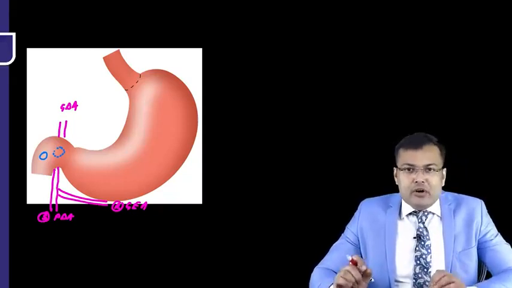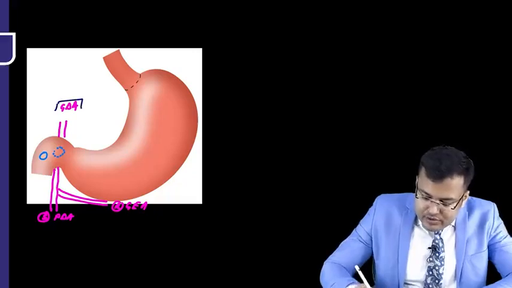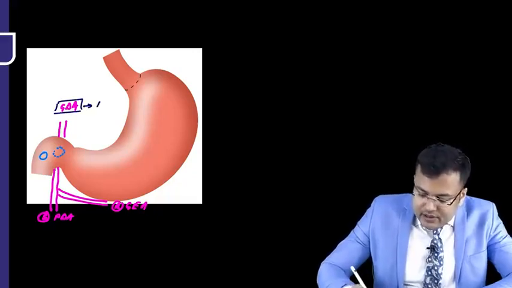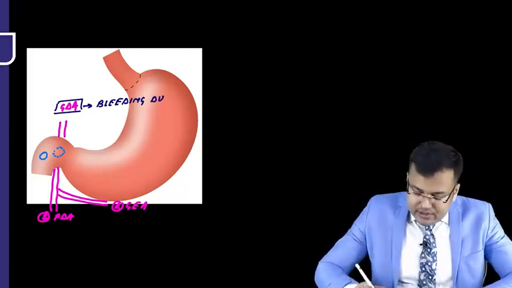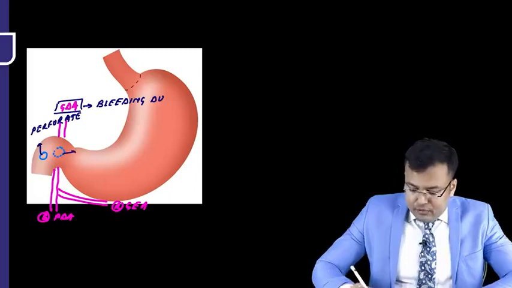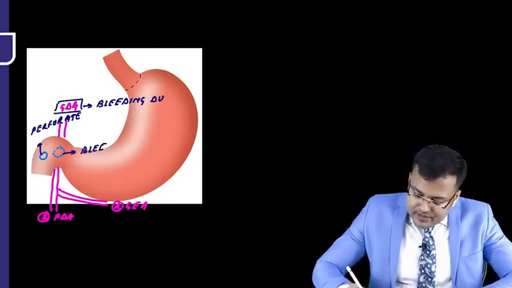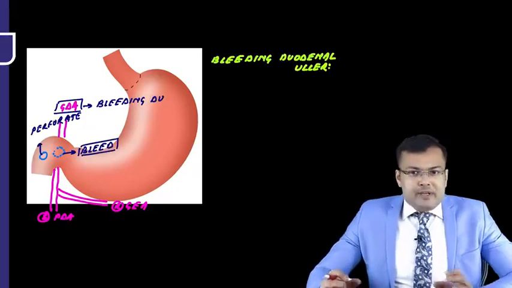One question which is frequently asked: what is the most commonly involved artery responsible for bleeding in duodenal ulcer? The gastroduodenal artery is responsible for bleeding duodenal ulcer. Another important point: anteriorly located ulcers perforate and posteriorly located ulcers bleed. So what should be the treatment in bleeding duodenal ulcer?